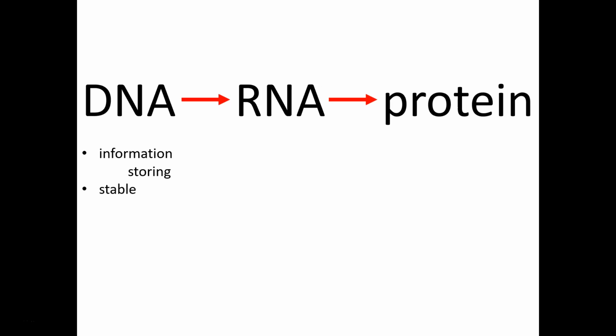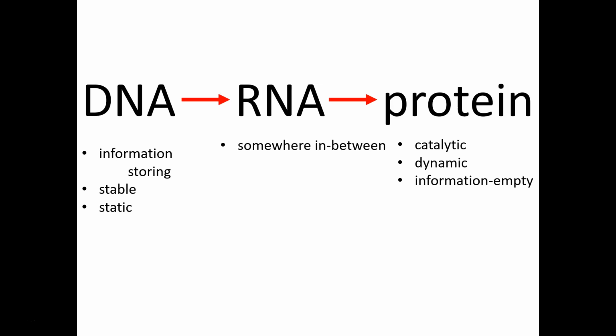Information storing, very stable, very static in the DNA form. Proteins are very, very catalytic, right? They are dynamic. They cause chemical reactions to occur. They move. They contain no information at all. Proteins are doers, not the knowers. And the RNA is the intermediate. It's somewhere in between the two.